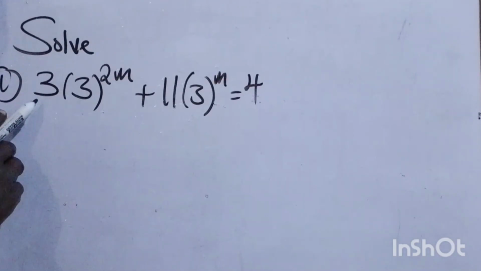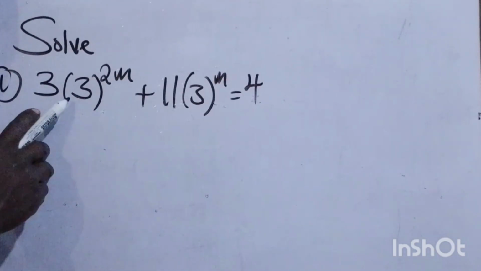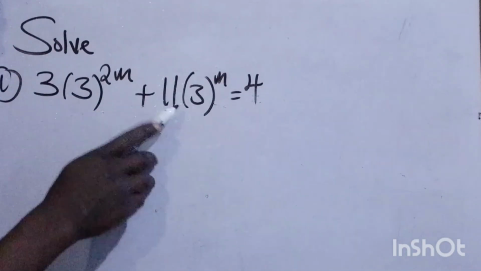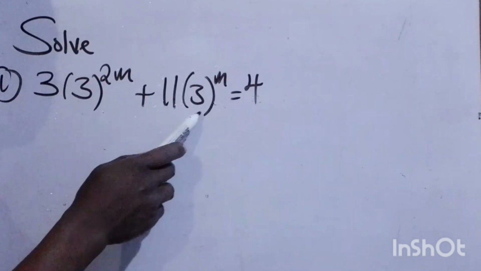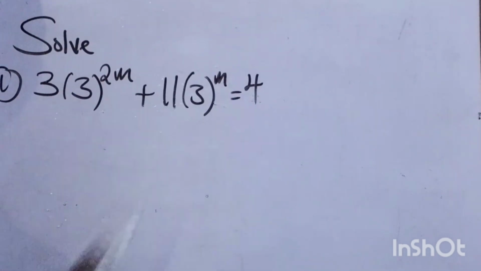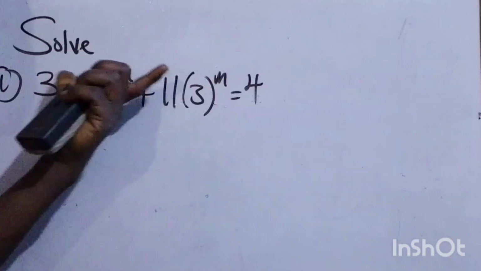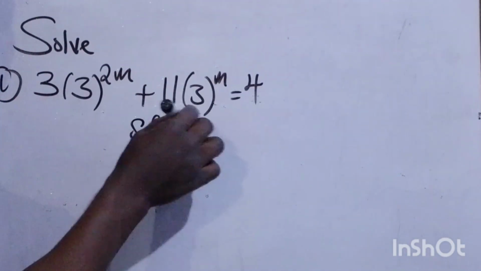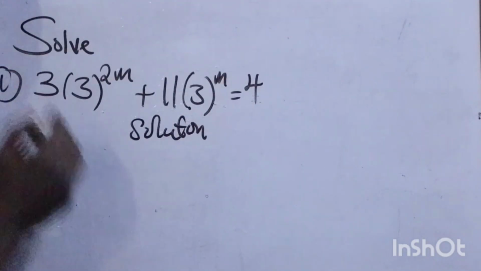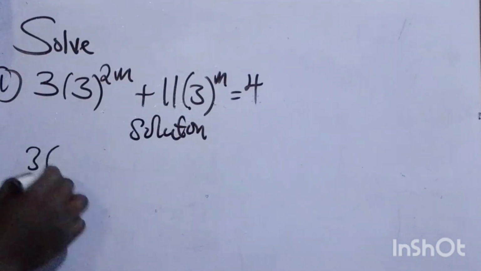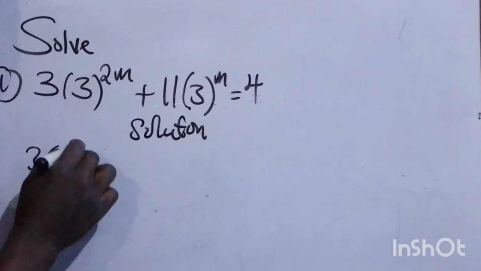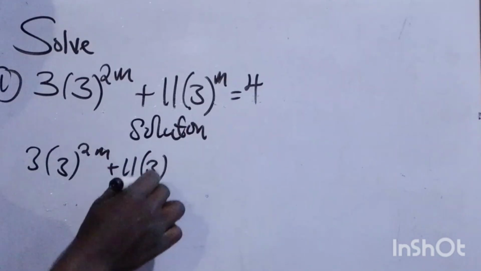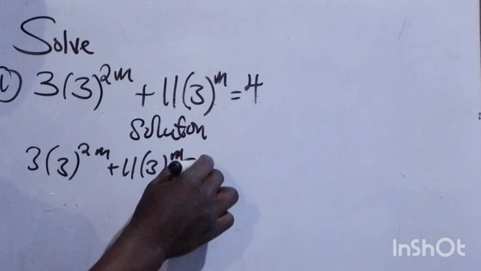So we have this equation, which is 3 times (3) to the power 2m plus 11 times (3) to the power m, which is equal to 4. So how do we find the value of m in this exponential equation? For the solution, first of all we write the equation: 3(3^2m) + 11(3^m) = 4.